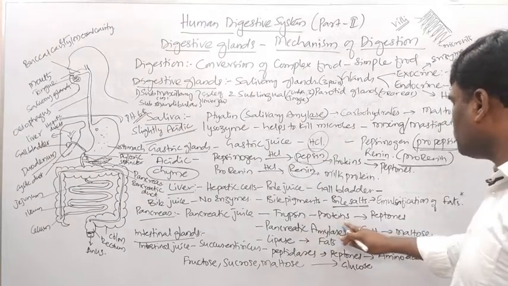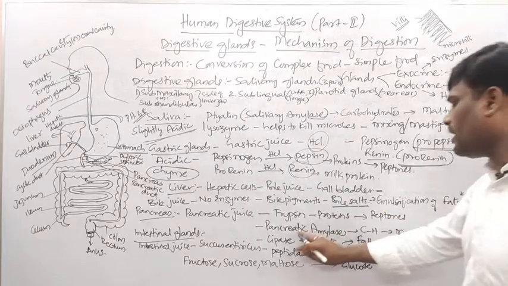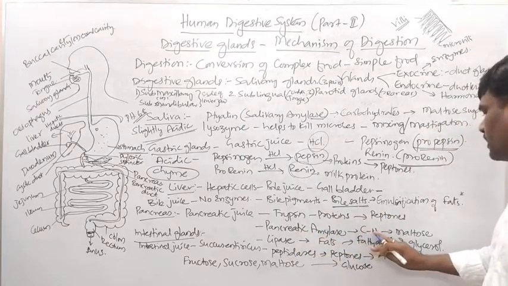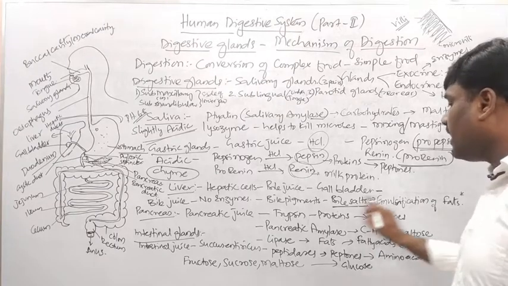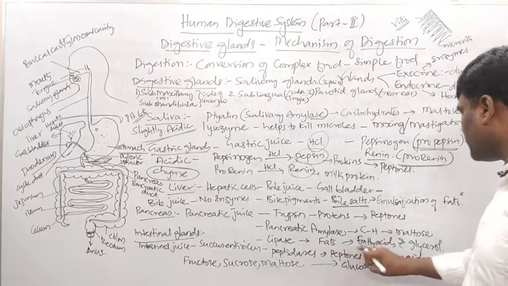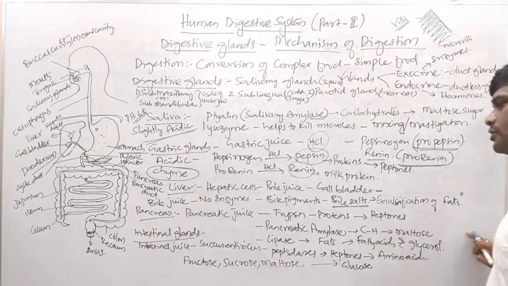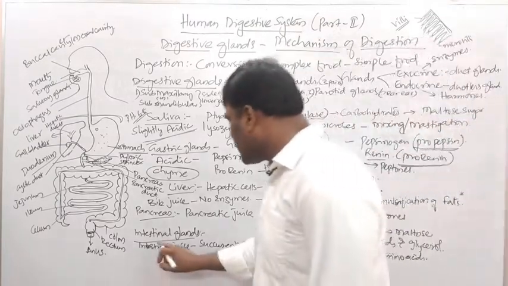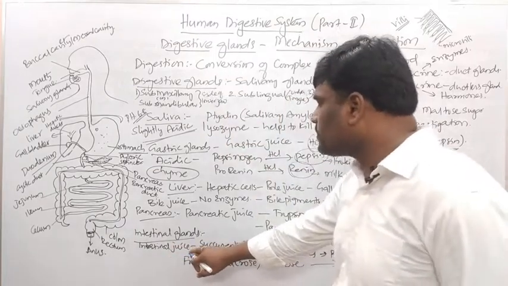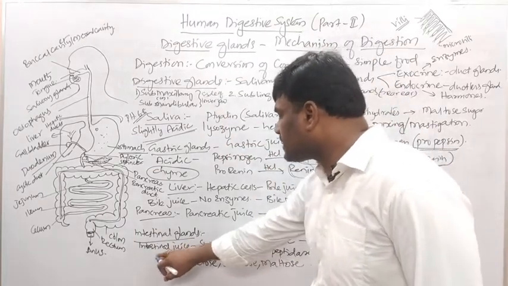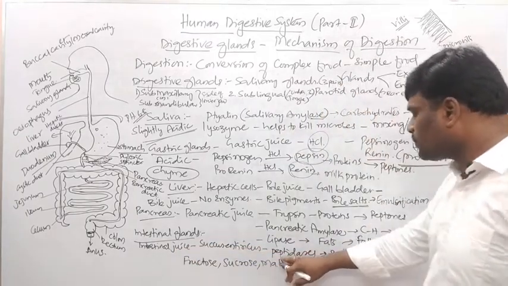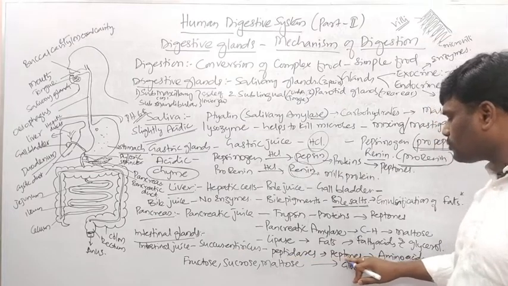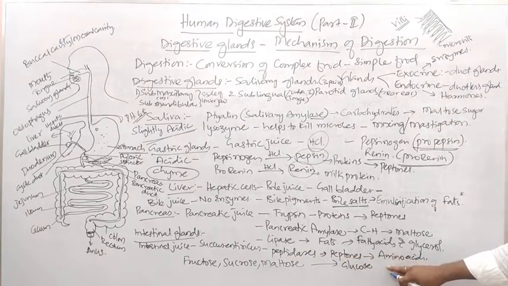Trypsin acts on proteins and converts them into peptones. Pancreatic amylase converts the carbohydrates into maltose sugar, a disaccharide, and lipase acts on fats and converts them into fatty acids and glycerol. And then, children, the intestinal glands, and the secretion of these intestinal glands is the intestinal juice. We call it succus entericus, children. It produces peptidases, which act on peptones and convert them into amino acids, the simple form of proteins.